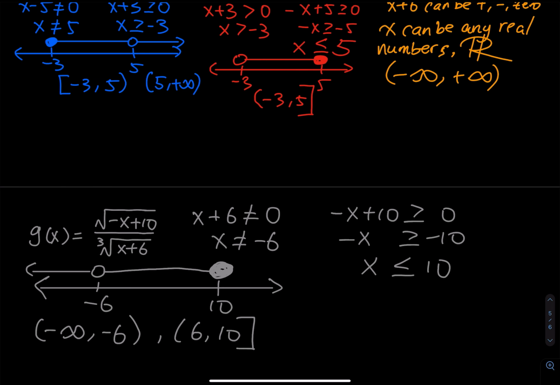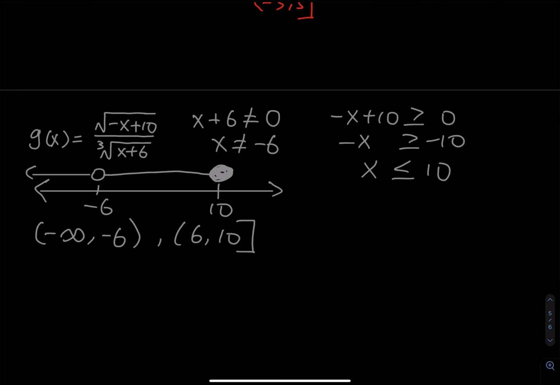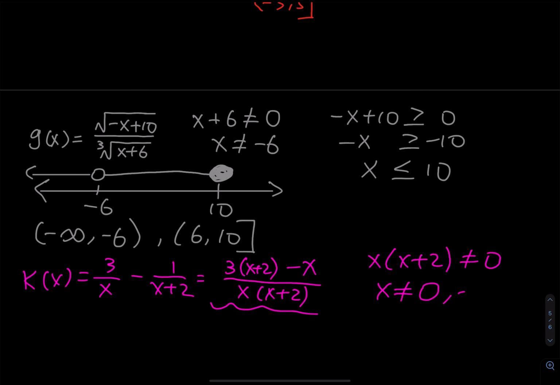Okay. Let's do one more. I didn't prepare that in advance, but we can just do it right here. So how about k of x equals 3 divided by x minus 1 over x plus 2. When you see two fractions, get a common denominator. So this is x times x plus 2 as the common denominator. The top you have 3 times x plus 2 and then minus x. I don't care what's on the top. I only care about this. X times x plus 2, no 0. So x cannot be equal to 0 and negative 2.